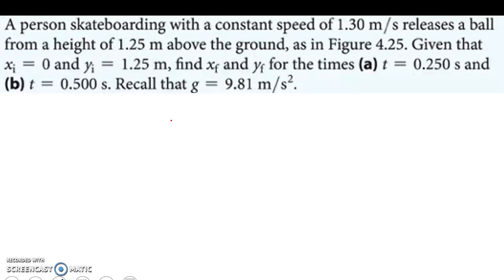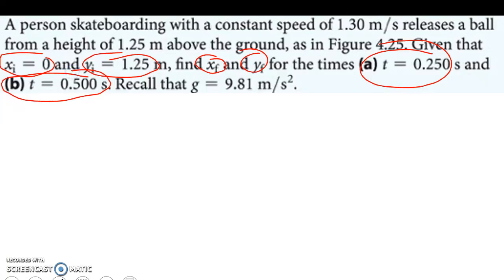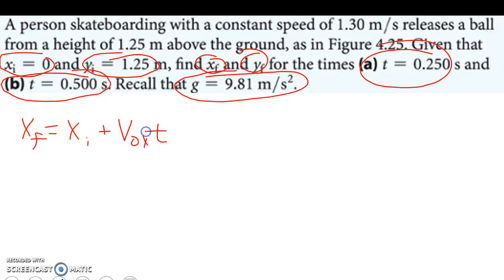Okay. So here's an example. We have a person skateboarding with a speed of 1.30 meters per second, who releases a ball from a height of 1.25 meters above the ground, as we saw in the previous figure. Knowing our initial positions, we want to find our final positions, knowing this time, or these two different times, and then g, of course, 9.8. Okay, so let's look at x first. X initial plus v initial in the x multiplied by time. Again, acceleration is 0, so I use this equation.